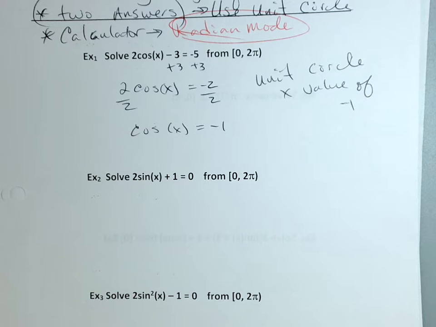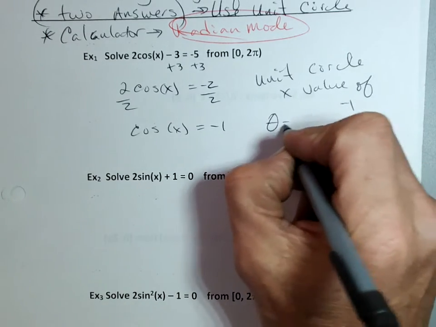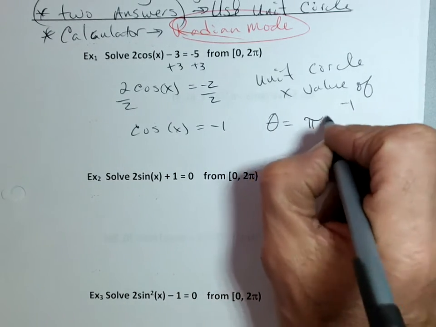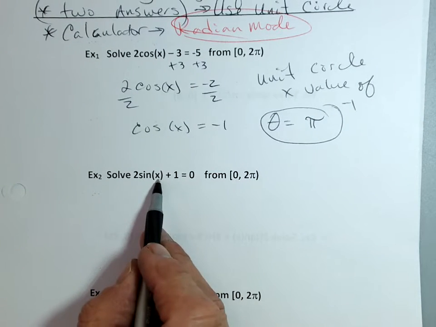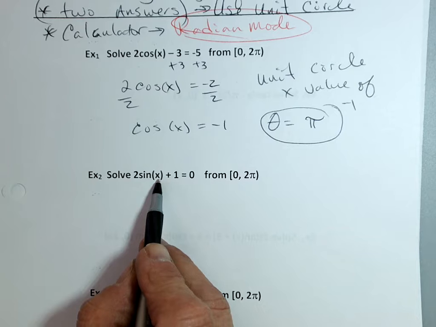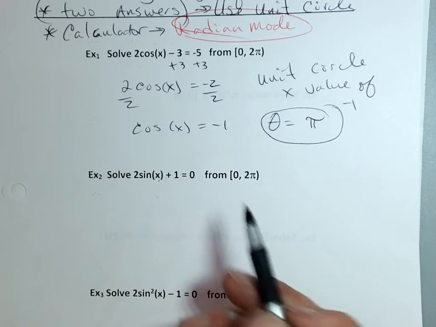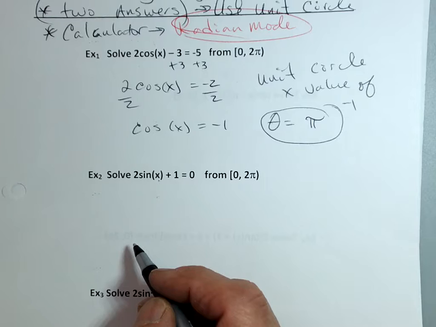Am I going too fast? No. So theta, and theta is easier than x, but theta then is equal to pi. In fact, it might be easier if we just change these x's into thetas, but you're going to see them the other way around, okay? Thumbs up. That was it, okay?